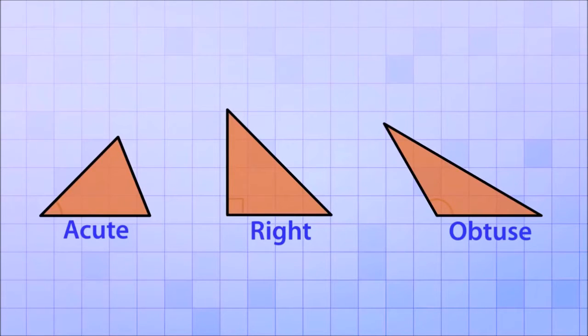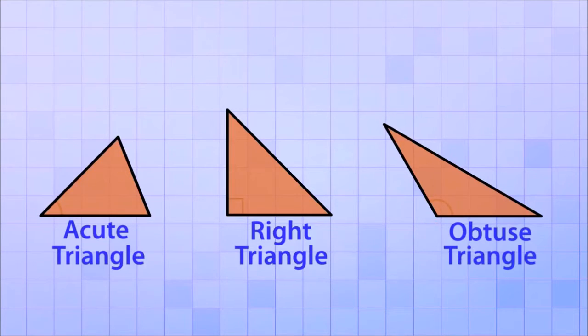Yep. The one made from the right angle is called a right triangle. The one made from the acute angle is called an acute triangle. And the one made from the obtuse angle is called an obtuse triangle.